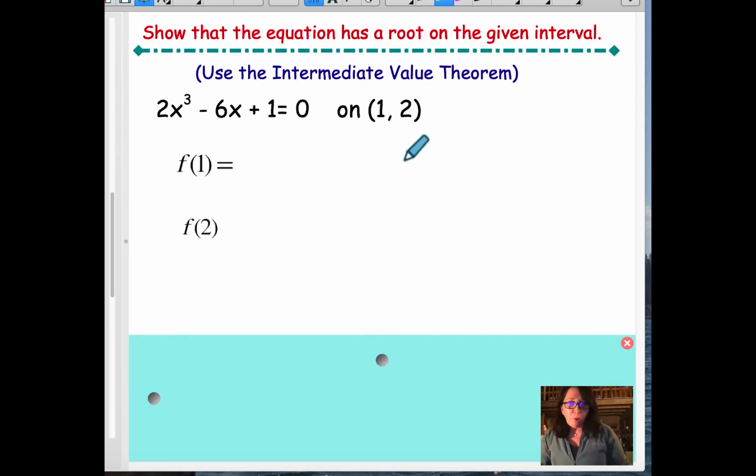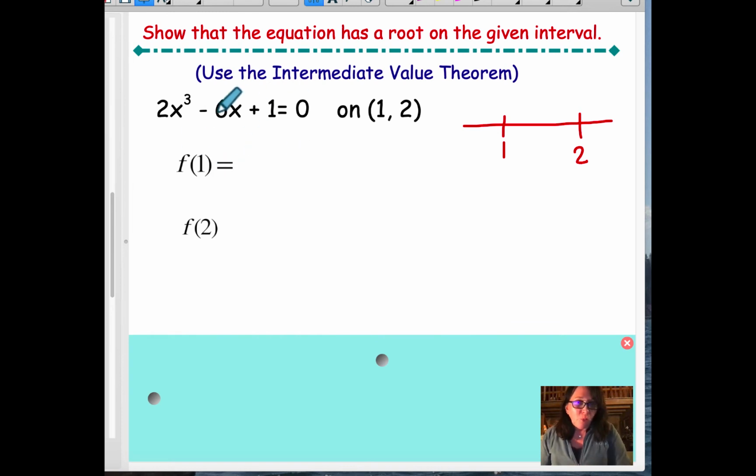They're going to give us 2 points and an equation. So here's my equation. I want to use the intermediate value theorem. The 2 points, the two coordinates I'm going to give you, are 1 and 2. So this is a graph that looks like this. Here's 1 and then here's 2. If I get a positive value when I plug in 1 or negative, and the other one is the opposite, then my graph should cross the x-axis. And so there will be a 0 between 1 and 2.